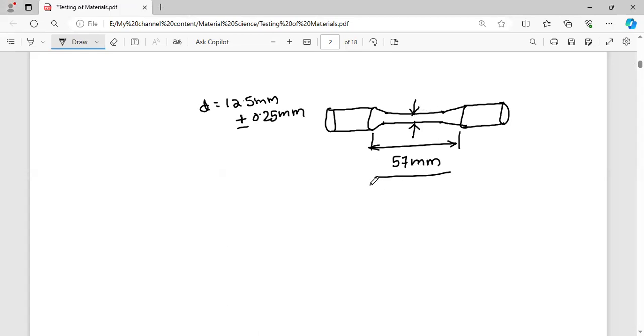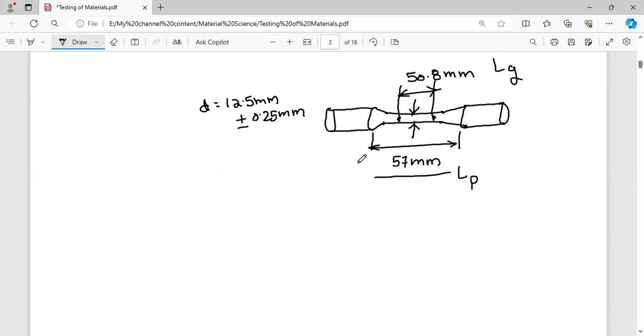And again we have the gauge length. Gauge length means the major portion here. The gauge length of the test specimen in the universal testing machine is 50.8 mm. It is the gauge length and this is the parallel length. So this is the detail about the test specimen.